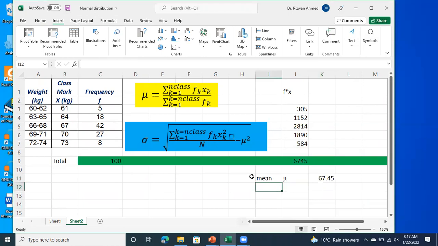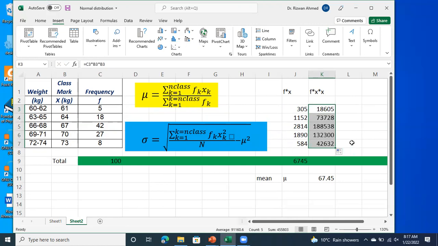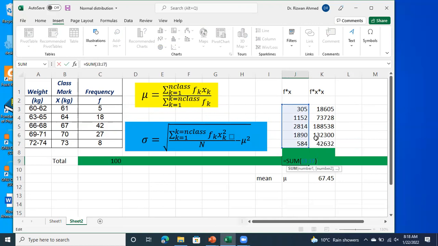C9 value. This is the mean value, and for standard deviation I have to compute f_k x_k squared. So right here f times x times x, which means f times x squared. So this will be equal to the f value times the x value times the x value. So this is squared, and we require its summation. A repetition of this calculation, and then summation is required. So the similar calculation is performed in column K. If I see this one, it is the summation in this column. And this calculation is based upon the summation of values from K3 to K7.